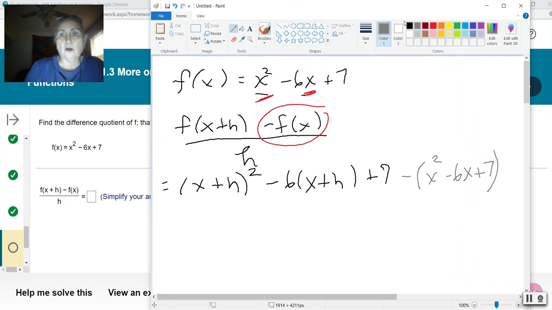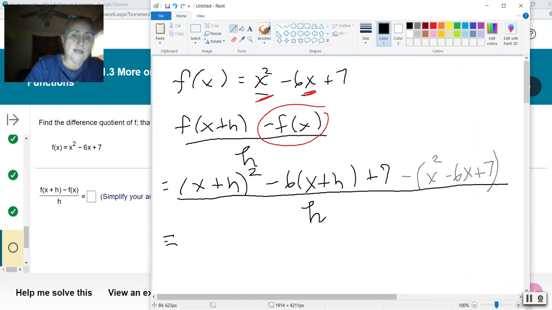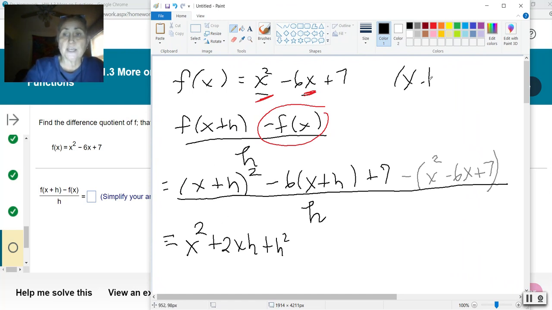Okay, all of that has to be over h. Now, I have this memorized: x squared plus 2xh plus h squared. So anytime you have an x squared in any function and you're doing this difference quotient, you're going to have to do this. And remember, it came from x plus h times x plus h using the FOIL rule. So use the FOIL rule or memorize it, which is even better.